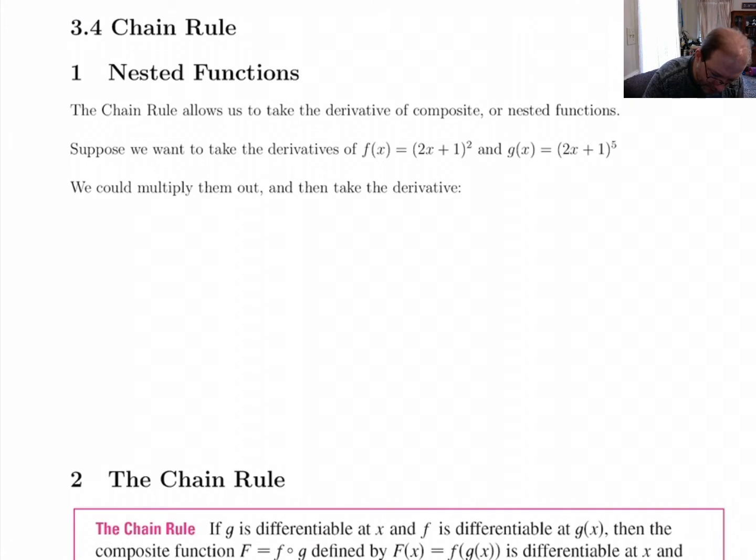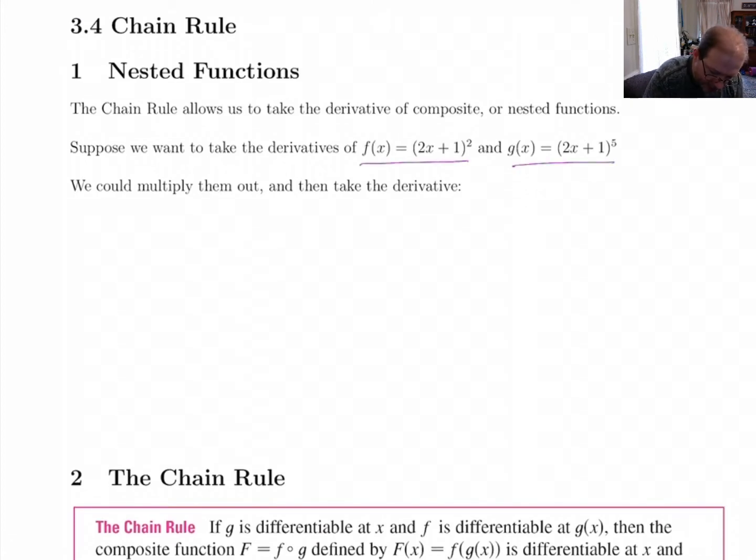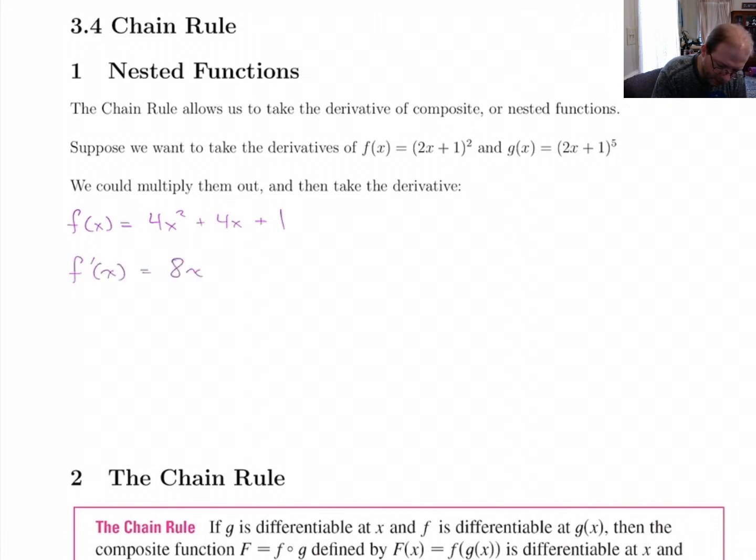Suppose we want to take the derivative of this function and this function. Now, knowing what we know so far, the derivative of f of x isn't too bad, because I could take this f of x and multiply it out. Since it's 2x plus 1 squared, square the first, twice the product, square the last. And then I can take the derivative of that easily. It's going to be 8x plus 4.